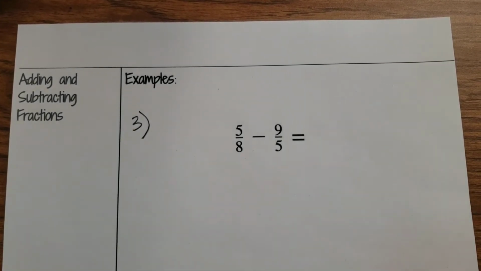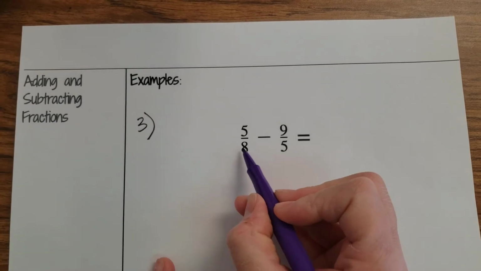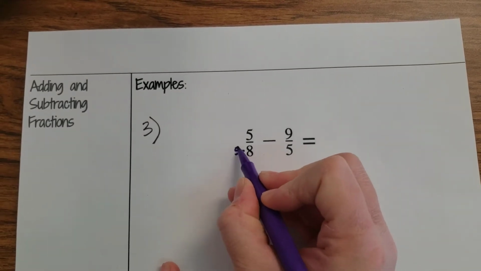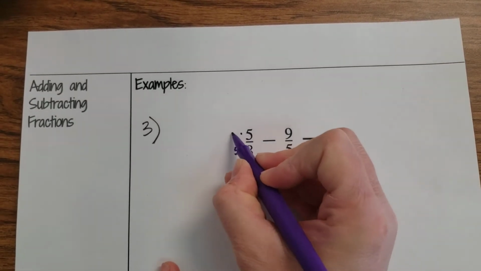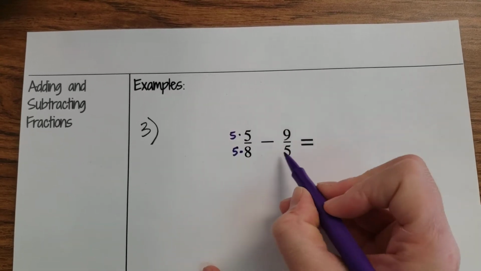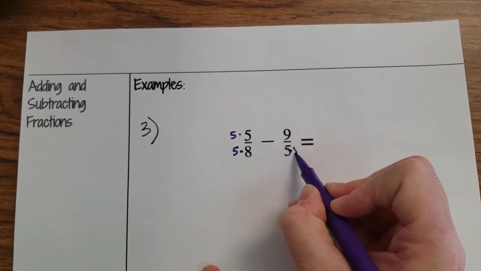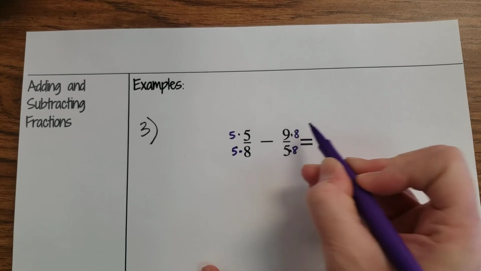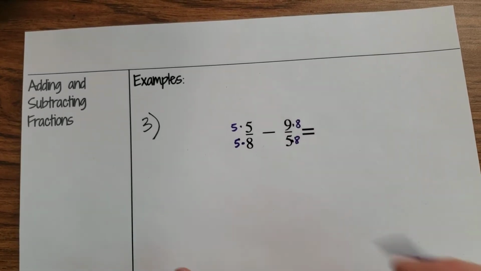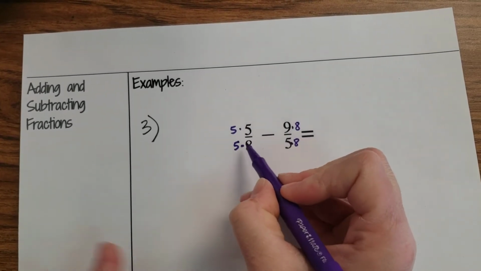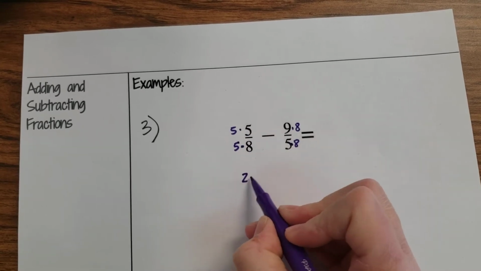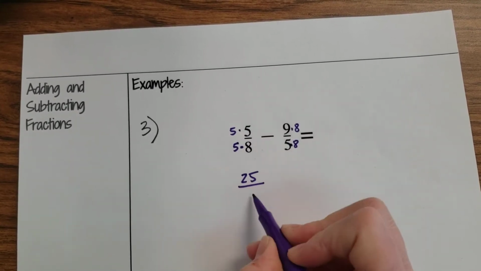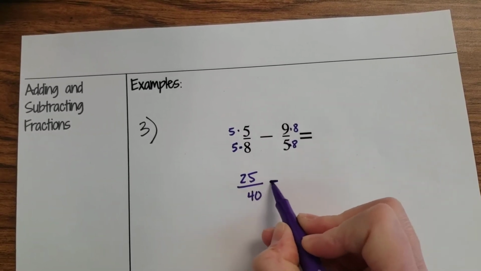Let's go with 40. Okay, so to get 8 to become a 40, I have to multiply by 5. And if you do that to the denominator, you need to do that to the numerator. Over here, to make a 5 into a 40, I have to multiply by 8, and same thing to the numerator. All right, we're going to write 5/8 as its equivalent fraction. 5 times 5 up here is 25, and 5 times 8 is 40. Okay, let's bring down the subtract.